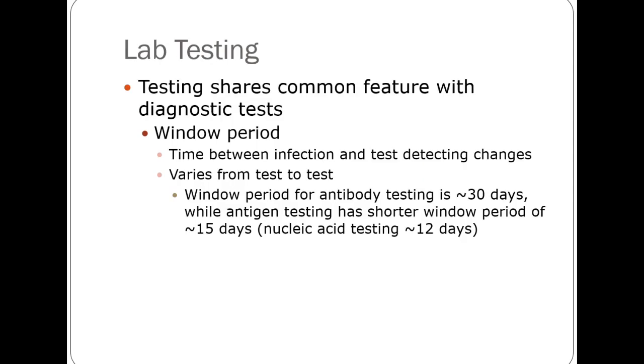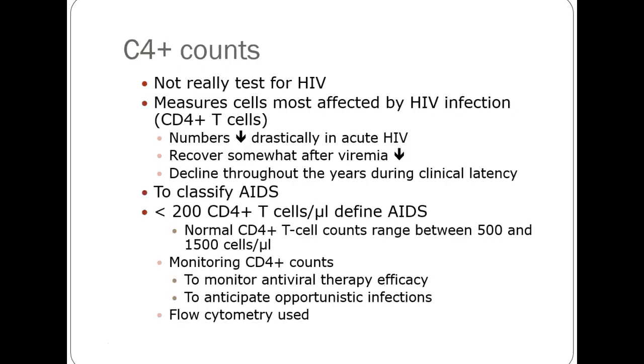So with the testing, usually there's a window period. It varies from test to test. The antibody testing is usually about 30 days, while antigen testing has a shorter window of about 15 days. So if they test for the antigen, it's usually pretty soon after infection. After that, you develop the antibodies, and the antibodies will be tested for.